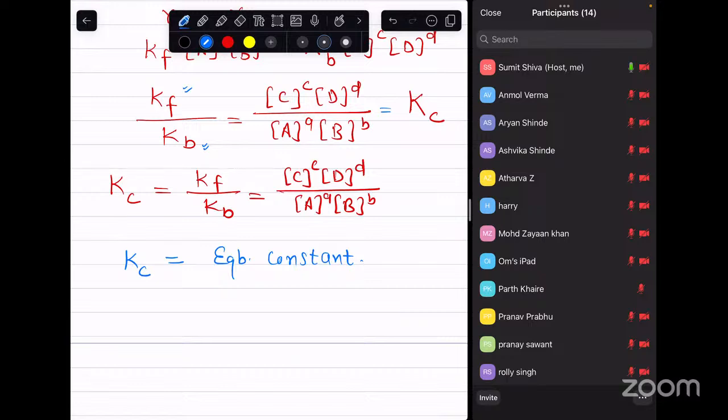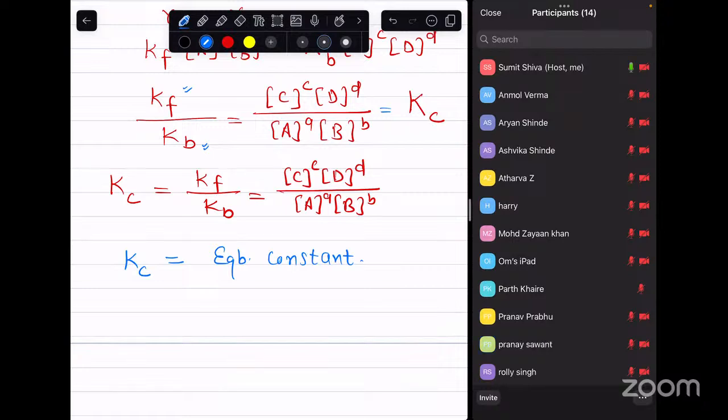Could anyone tell me what is Kf? Yes, rate constant for the forward reaction, and Kb is the rate constant for the backward reaction. So to define equilibrium constant, we can simply say that equilibrium constant is the ratio of rate constants of the forward reaction to the backward reaction. Am I right? Okay.